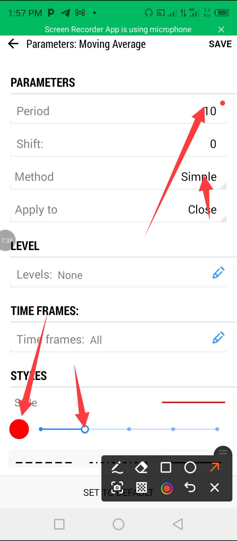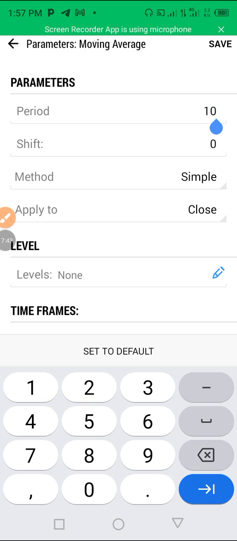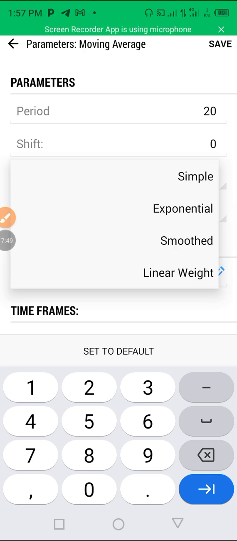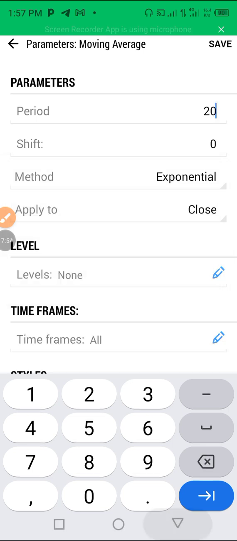So let's go. We start with the number, we change it to 20. Then we'll go to exponential. We'll tap on that simple, we'll see a drop down, and we'll go to exponential. We leave it at close. Then we change this one to color yellow.